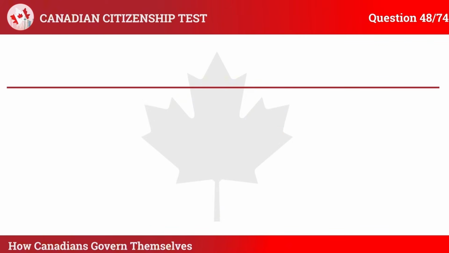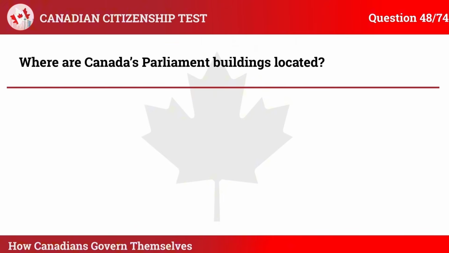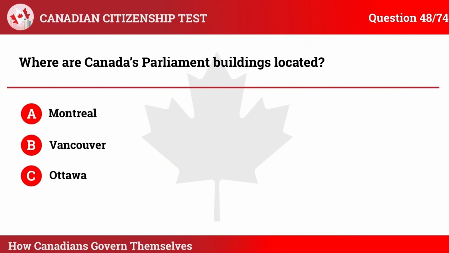Question 48. Where are Canada's Parliament buildings located? A. Montreal. B. Vancouver. C. Ottawa. D. Toronto.